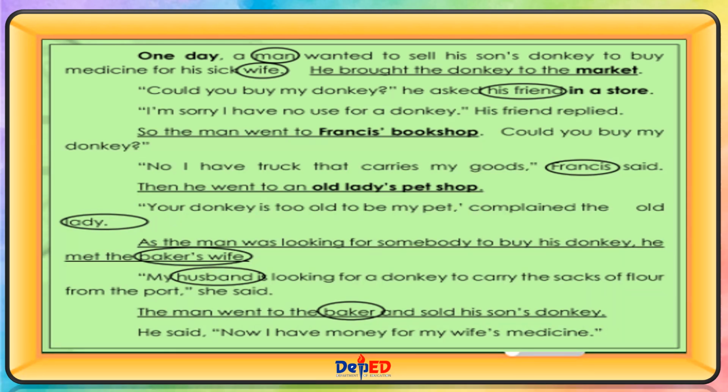Then he went to an old lady's pet shop. "Your donkey is too old to be my pet," complained the old lady. As the man was looking for somebody to buy his donkey, he met the baker's wife. "My husband is looking for a donkey to carry the sacks of flour from the port," she said. The man went to the baker and sold his son's donkey. He said, "Now I have money for my wife's medicine."